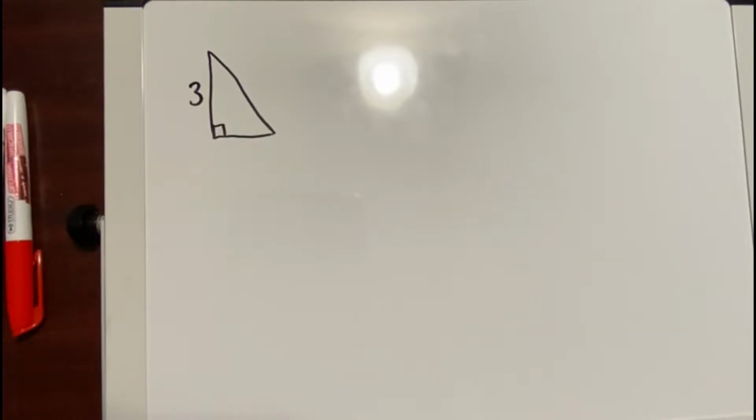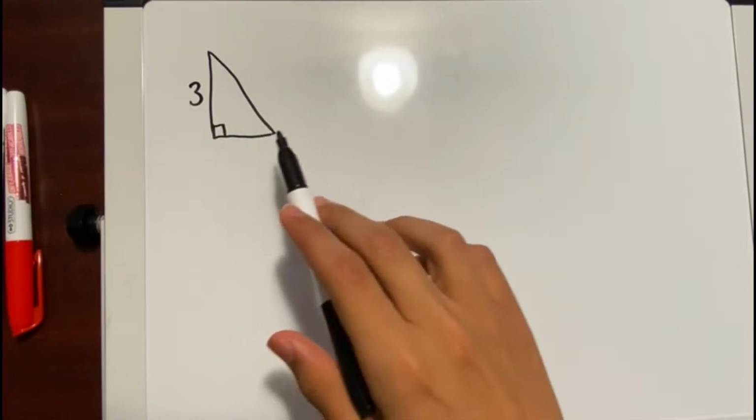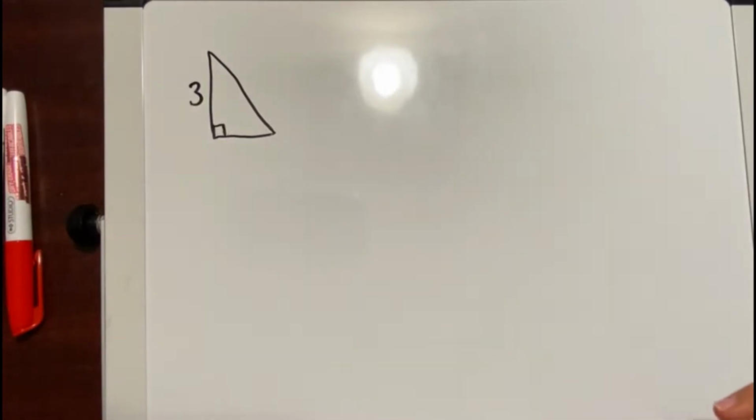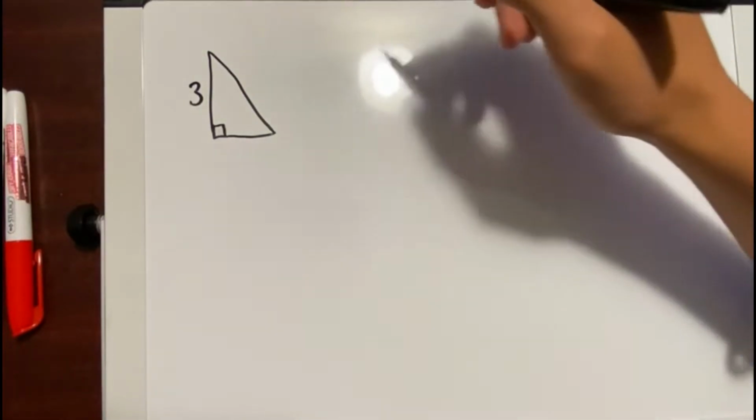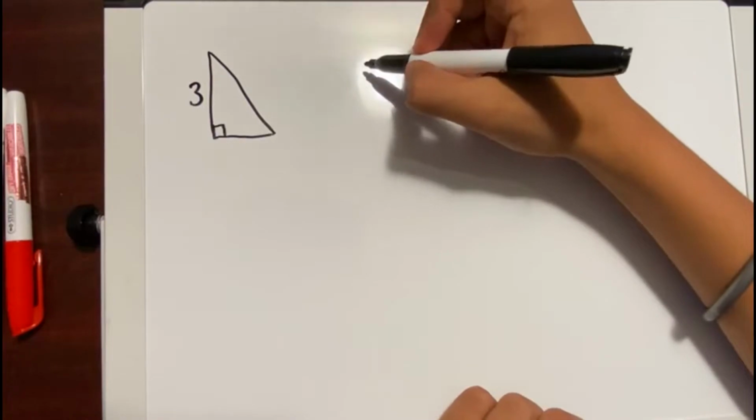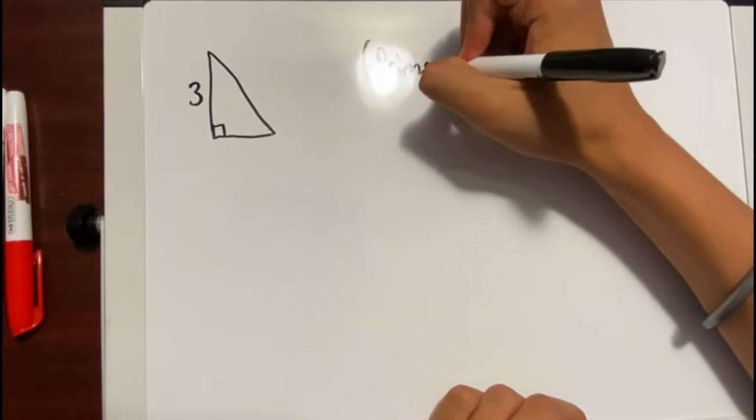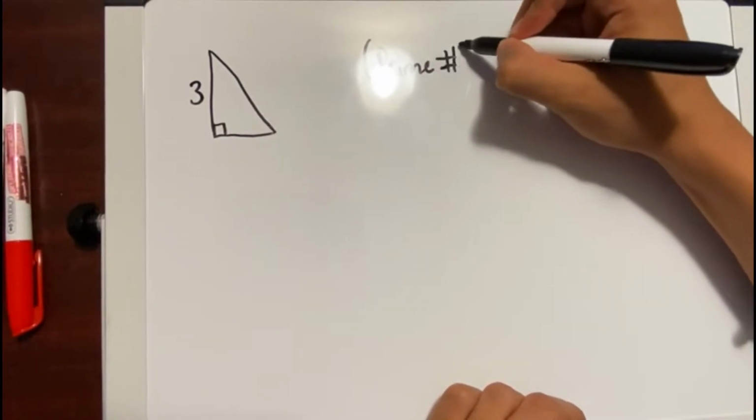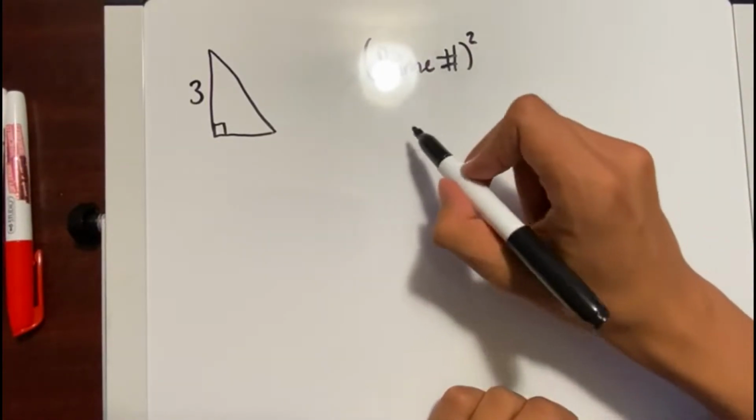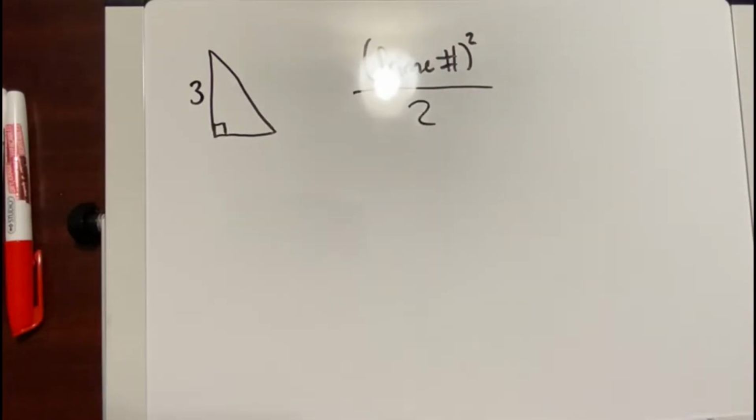So what we have to do as soon as we have the situation, we have to see if the leg is prime, and in this case 3 is a prime number, so we can use this trick for it. So the formula is prime number squared all over 2. And whatever you get after this, we can round up or down, whatever is needed.